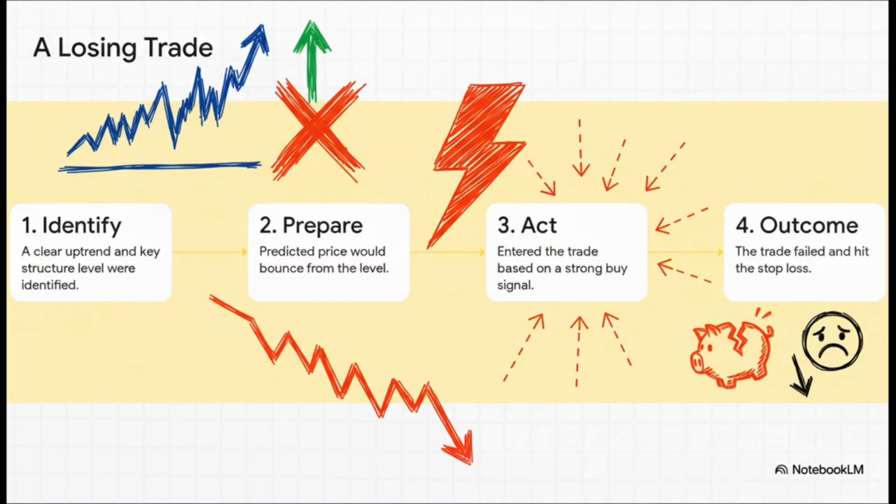The process was followed perfectly. Step 1, identify. A clear uptrend and a key structure level were found. Step 2, prepare. The prediction was that the price would bounce from that level. Step 3, act. The trade was entered based on the strong buy signal. But what was the outcome? The trade failed. It hit the stop loss.